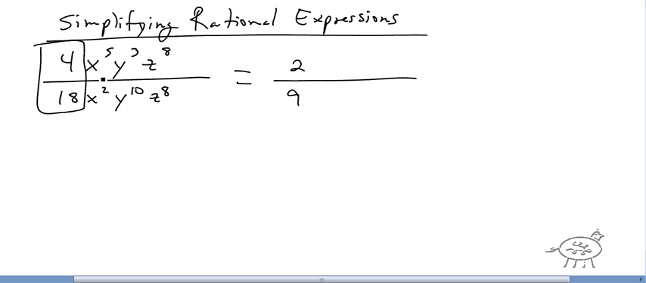Okay, x to the 5th over x squared. Battle, who wins? The north by 3. The y's, who wins? The south by 7. And the z's, who wins? They tie, so they cancel out, and that's your answer. 2x cubed over 9y to the 7th. Pretty easy schmeezy, right? Okay, so that's the first type of problem where there's no adding and no subtracting. So let's try one that's a little more complicated.